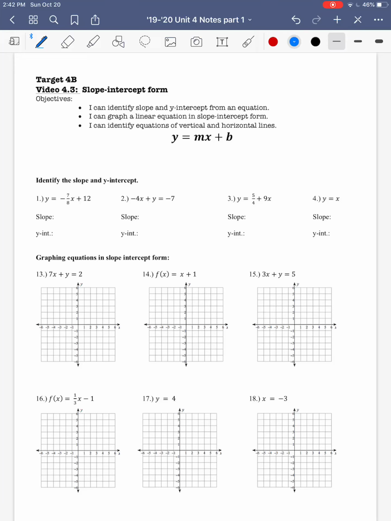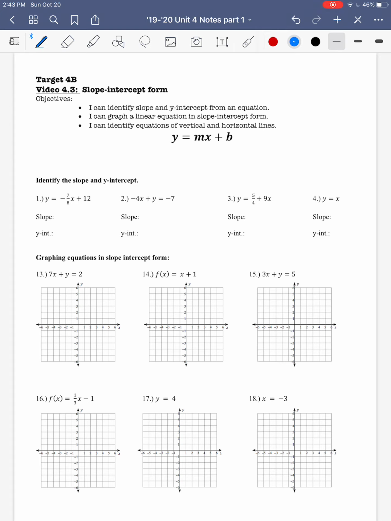All right, in this video, we're going to talk about slope-intercept form, which is something I think a lot of you still remember, so you might be able to go through this video pretty fast. By the end of this video, you're going to be able to identify slope and the y-intercept from any equation. You can graph a linear equation in slope-intercept form, so that means we'll have to change some of them into slope-intercept form, and you can identify equations of vertical and horizontal lines.